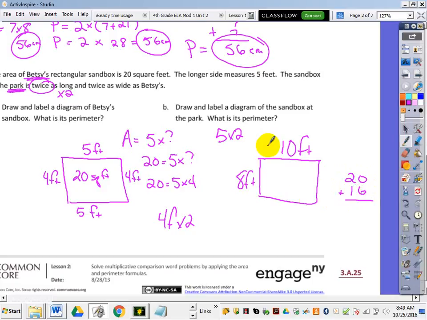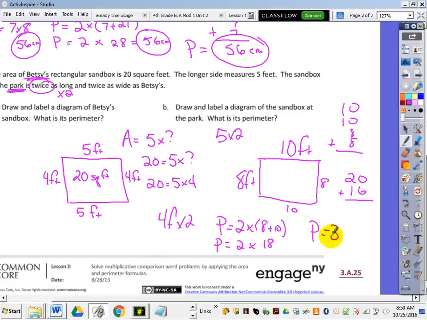So the perimeter is adding up all the sides, or some people know that the perimeter equals 2 times 18 because it's 8 plus 10. So 2 times 18. Some people add up all the sides. Some people added the 10 and the 10 and the 8 and the 8 and got 20 and 16. Or you can just do 10 plus 10 plus 8 plus 8. You can make your life easier. It's 36. Yeah, the perimeter equals 36 feet. That's a big one, huh? That's a nice size sandbox.